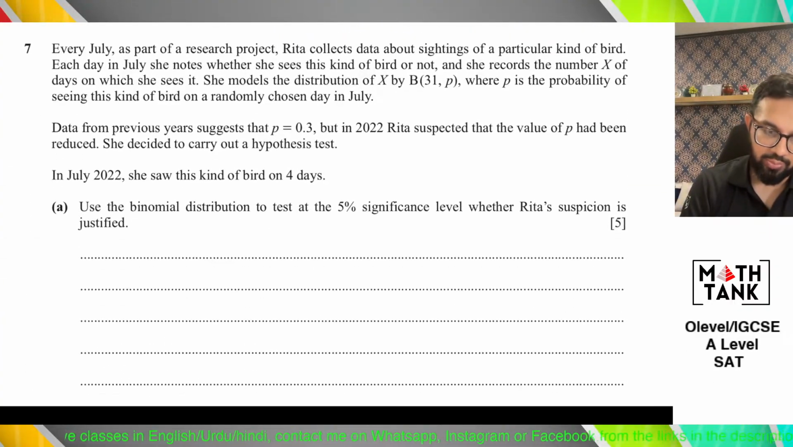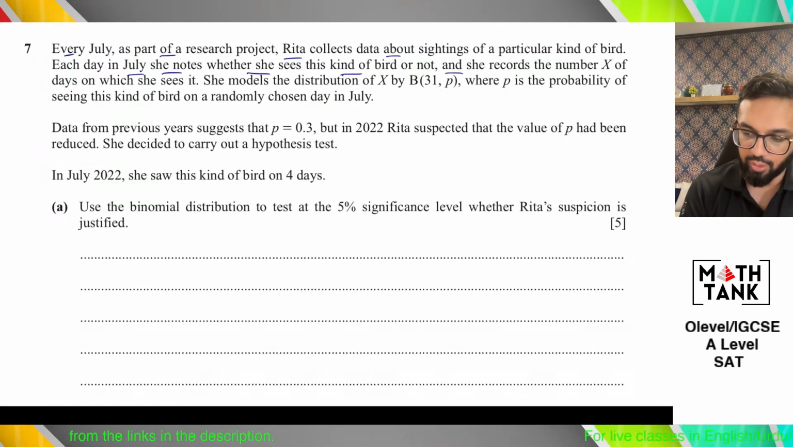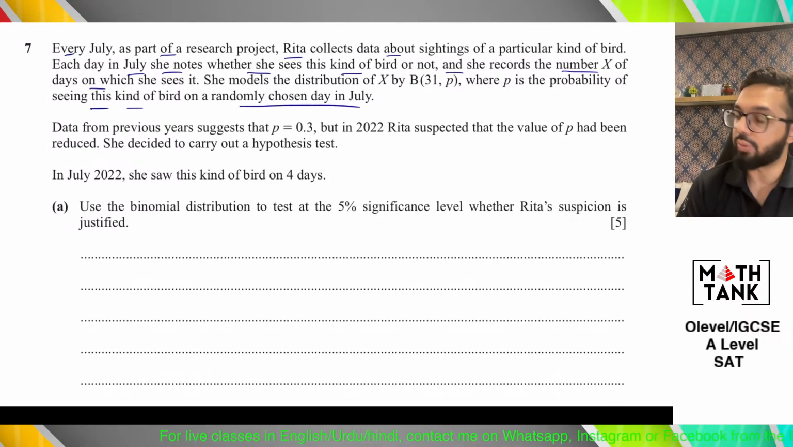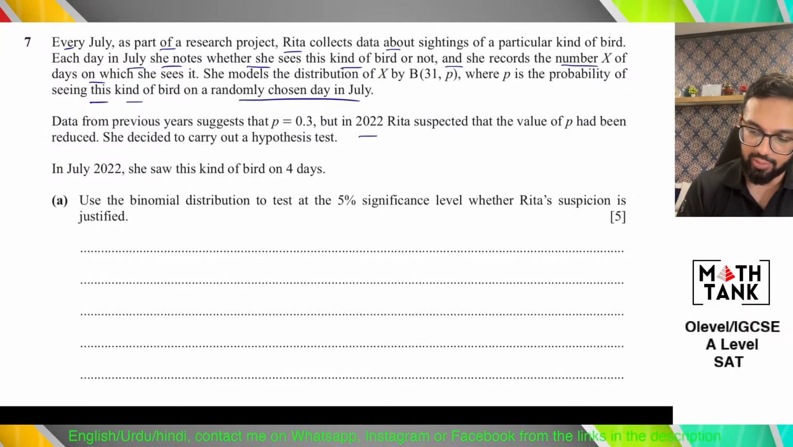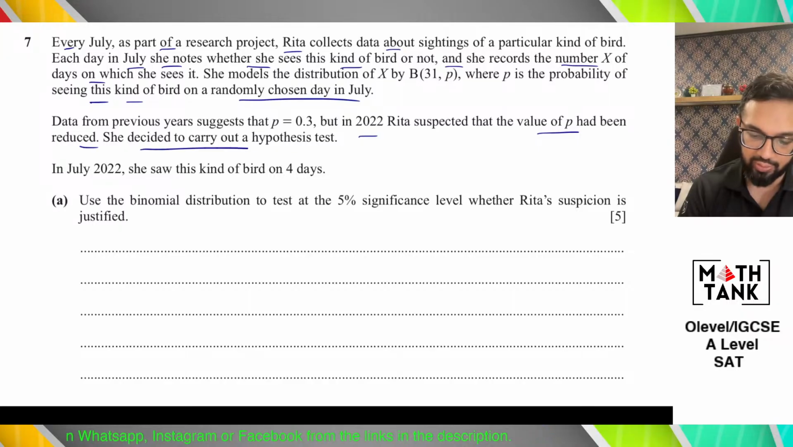Okay, question number 7. Then it says every July, as part of a research project, Rita collects data about sightings of a particular kind of bird. Each day in July, she notes whether she sees the kind of bird or not, and she records the number x on which she sees it. She models the distribution of x by this, where p is the probability of seeing this kind of bird on a randomly chosen day. Data from previous years suggests that p is equal to 0.3, but in 2022, Rita suspected that the value of p has been reduced. She decided to carry out the hypothesis test.